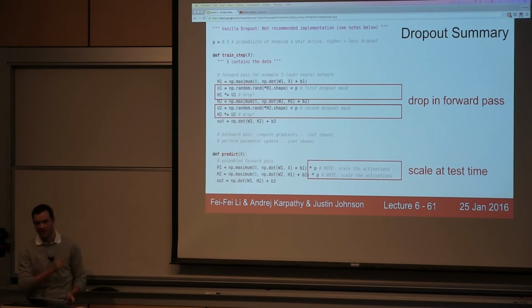And then at test time, don't forget to scale them. So if you do this, your neural networks will work better. Okay? And don't forget to also backpropagate the masks, which I'm not showing here.